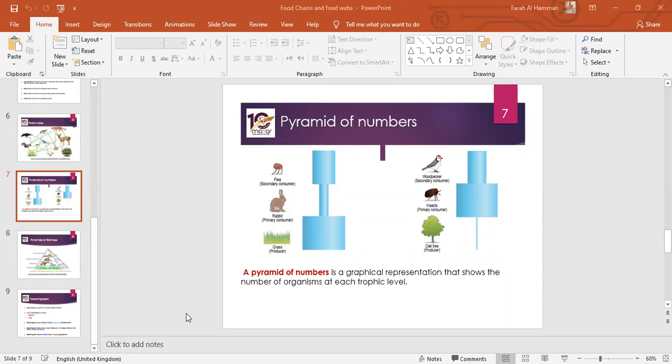Now, we said we have different kinds of pyramids, and each kind we draw or we construct to represent a specific kind of relationship. For example, the first kind of pyramid we will talk about is the pyramid of numbers. Remember, previously we said that we draw the pyramids of numbers for what purpose? For creating a graphical representation that shows the number of organisms at each trophic level.